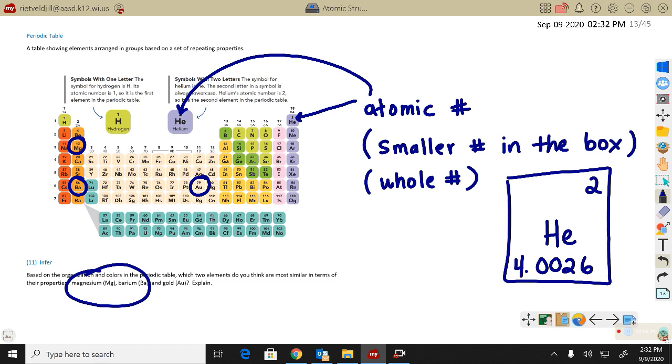So maybe you said, yeah, because they're in the same group, they're the same color. Maybe that means that somehow they have similar properties. If you did say that, you would have been right. And that's what we'll eventually study too. Like, once we kind of know all about the atom, like what makes magnesium atoms similar to barium atoms and what makes them a little different, then we can really start diving into the specific elements and what makes their properties similar and what makes their properties a little different.